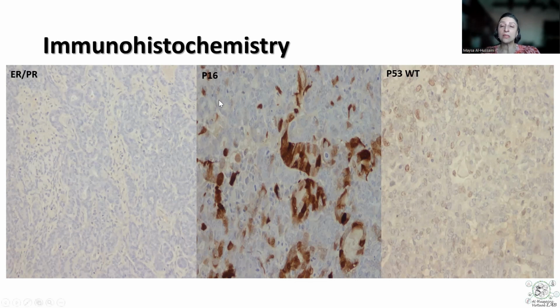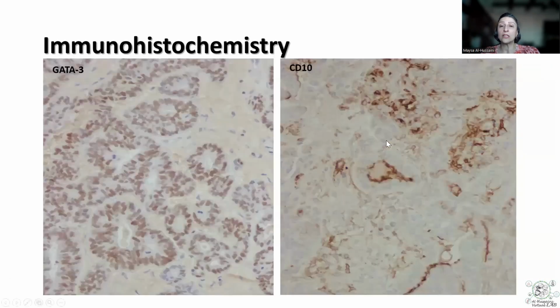Now, P16 sometimes is performed to support serous carcinoma. Remember that this is endometrial cancer. We're not talking about cervical carcinoma in this context. So what to do next?